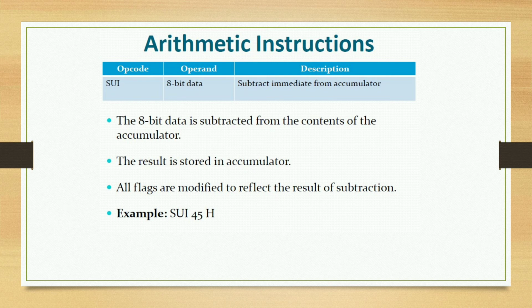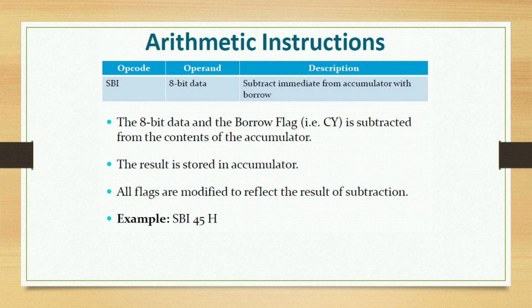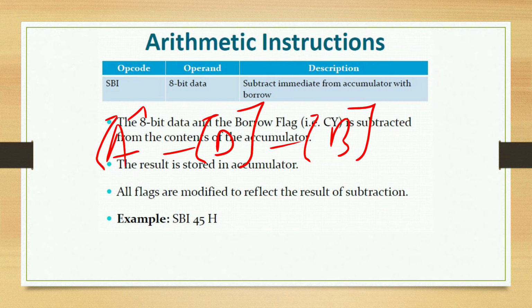For example, SUI 40H. The 40H is subtracted from the content of accumulator and the result is stored. SBI 8-bit data: subtract immediate data and borrow from the content of accumulator and the result is stored in accumulator. The immediate data and the borrow are subtracted from the content of accumulator and the result is stored in accumulator.